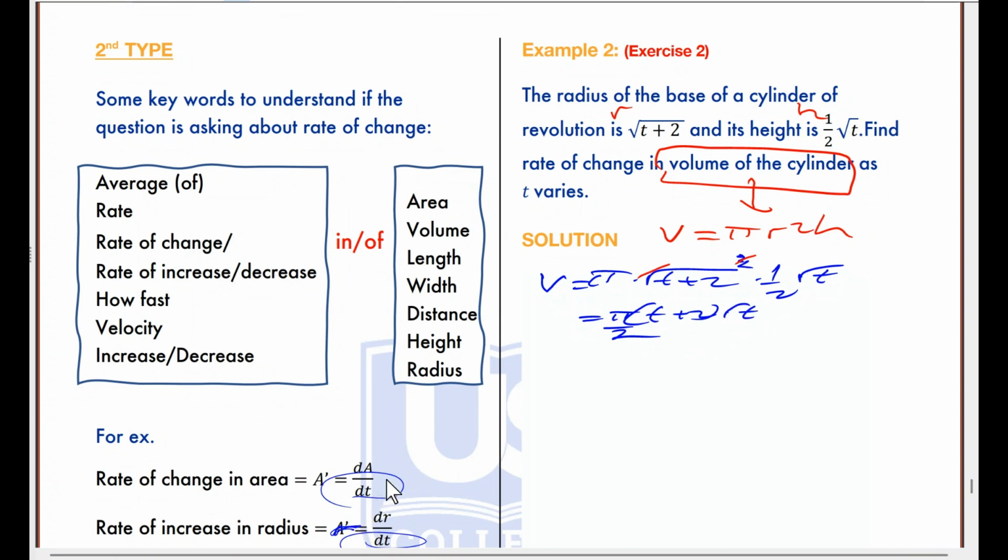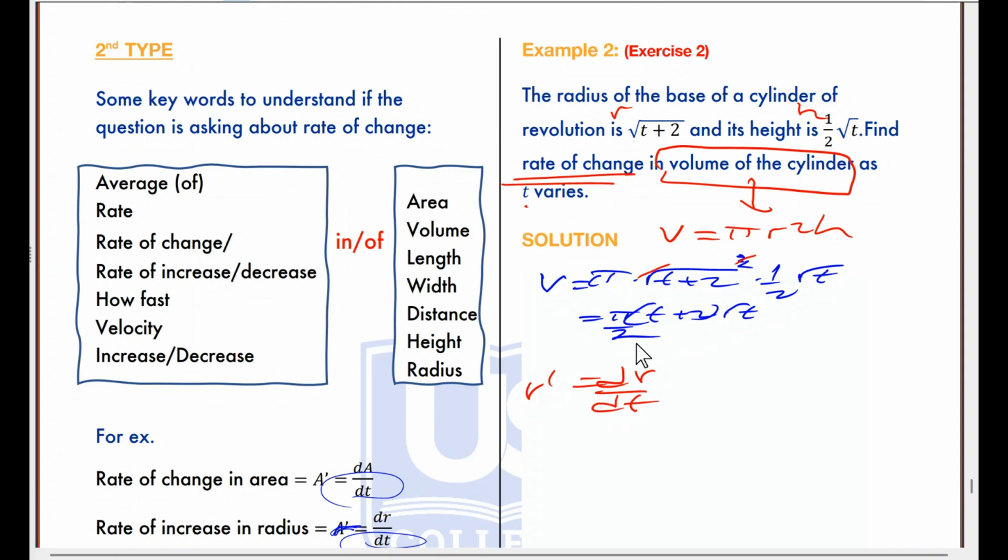Like we did in the previous question, we can either rewrite square root of t as t to the half, distribute to the bracket, and apply the power rule, or just use the product rule, whatever suits you, it's up to you. Let me make a difference, use the product rule here. So what am I looking for? I'm looking for the rate of change in volume. Rate of change in volume means derivative. So we are looking for v prime, meaning dv over dt.